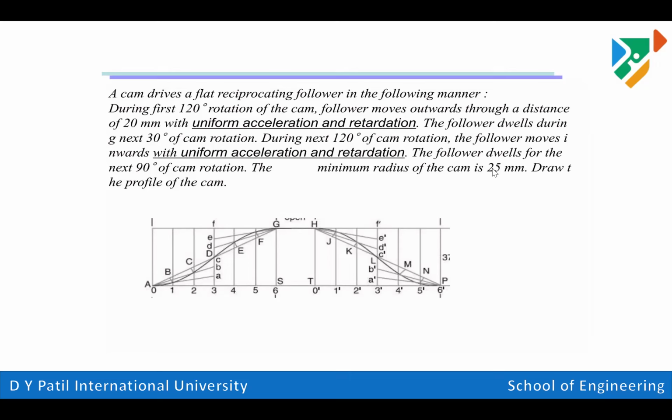it has uniform acceleration and retardation. The follower dwells for the next 90 degrees, and the minimum radius of the cam is given as 25 mm, and we have to draw the cam profile for this arrangement.